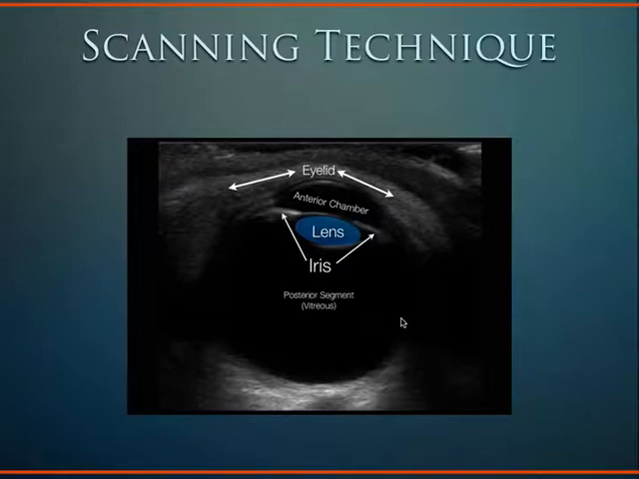Now, the area back here is all the posterior segment or the vitreous humor, and the retina lies right back along here, right along the choroid of the eye. This is the choroid of the eye back here, and this is the optic nerve sheath coming down from the back of the eye.